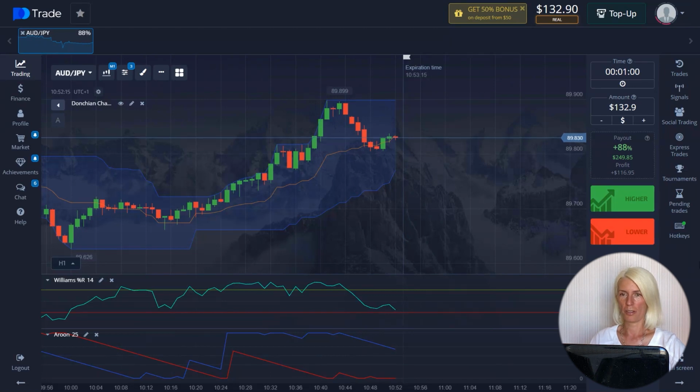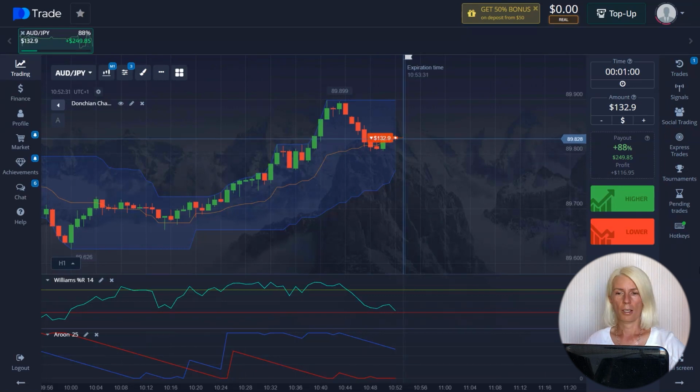We see the Williams line, which is declining. We follow it and open the Dow trade for 1 minute. It was quite a strong signal, especially considering that the blue line of the arrow continues its decline and has already fallen below the level of 70.